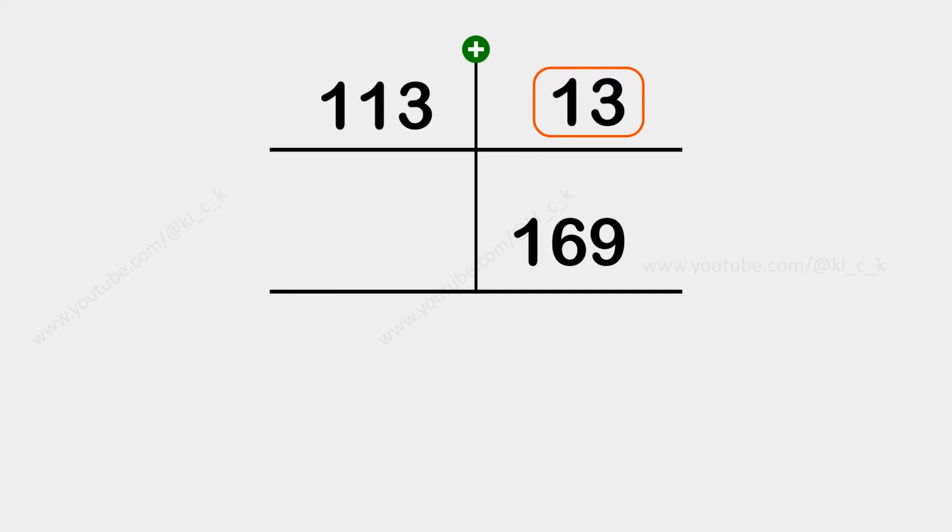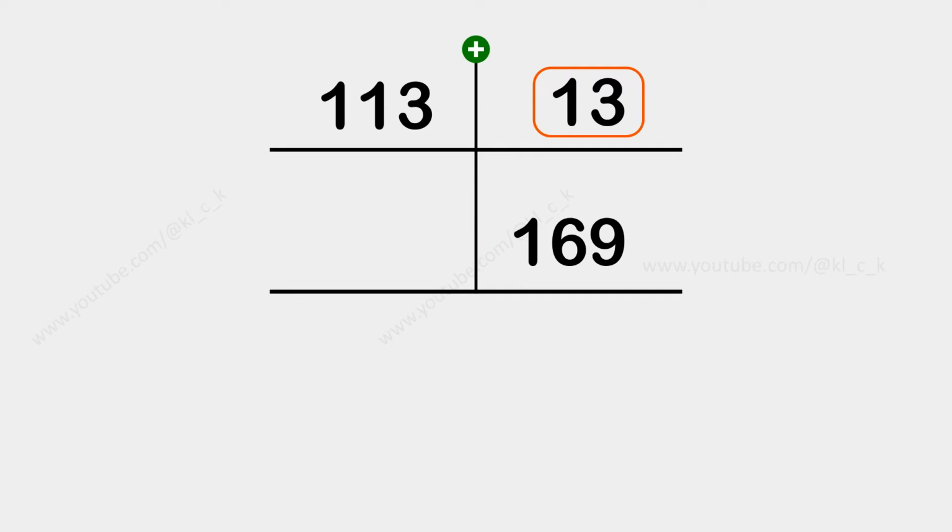Draw a line to the right of 113. As 113 is greater than 100, we assign plus sign. Next, write the difference between 100 and 113 to the right. So here we will write 13. Next, we write the square of the difference below. For 13, the square is 169.